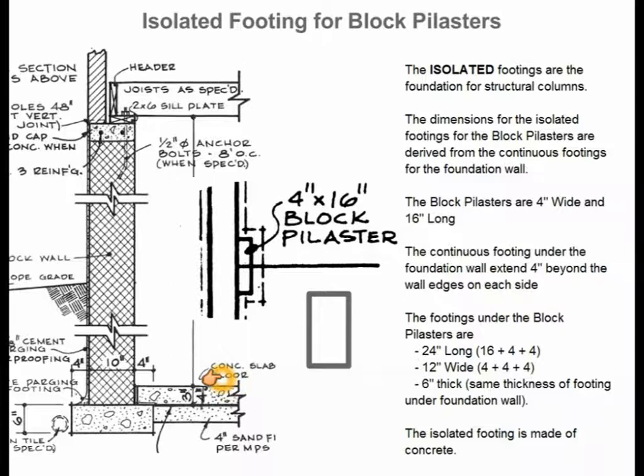The next footings to be installed will be the footings that support the 4x16 block pilaster. The footings under the 4x16 block pilaster will be isolated footings to support the structural column. The dimensions for the isolated footing for the block pilasters will be derived from the continuous footings of the foundation wall.